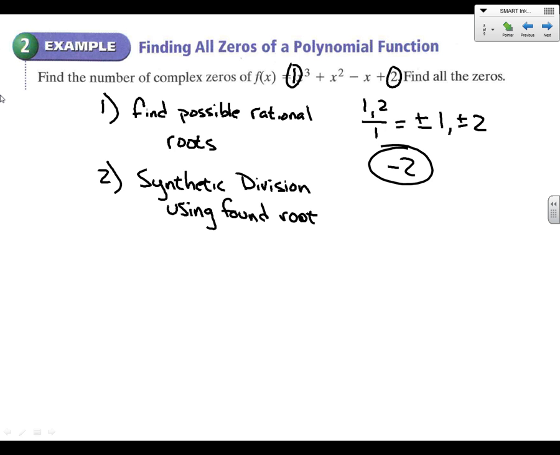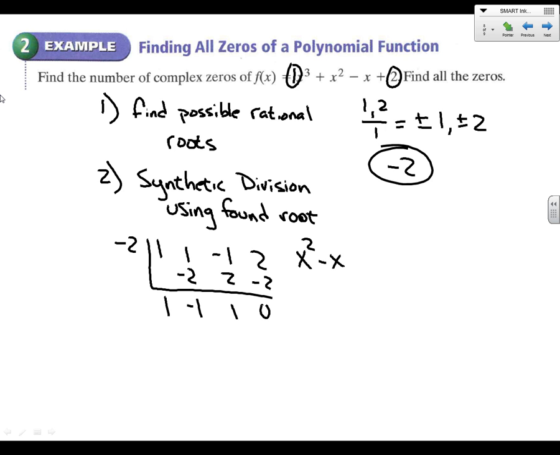All right, so let's go ahead and do synthetic. We've got 1, 1, -1, and 2. And our root on the outside is -2. Here we go. 1, -2. That's a -1. So that's a 2, that's a 1, and that's a -2. It does come out evenly. So that's going to be x squared minus x plus 1.